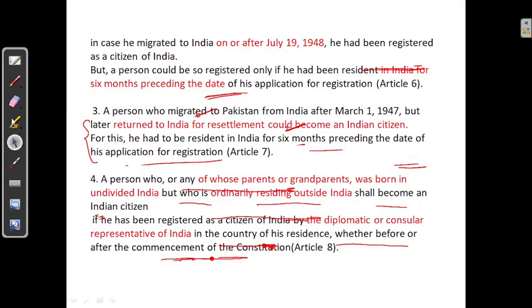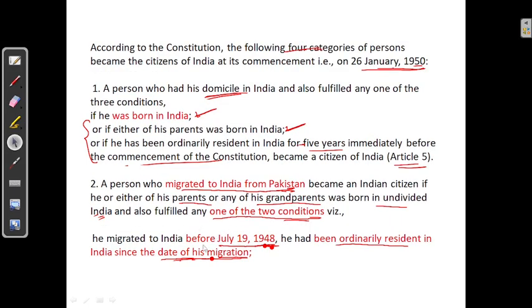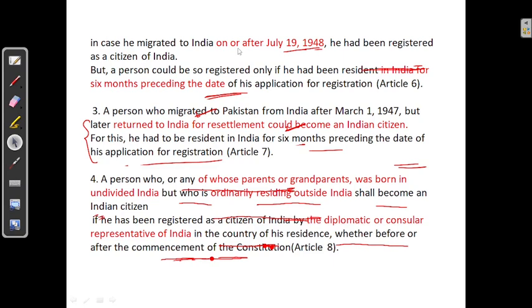And the next condition is, in case he migrated to India after July 19th, 1948 and has been registered as a citizen of India. Okay. What was the first condition? If he migrated to India before 1948 and is ordinarily resident in India. This was the first condition. And the second condition is, if he migrated to India after July 19, 1948 and has been registered as a citizen of India.